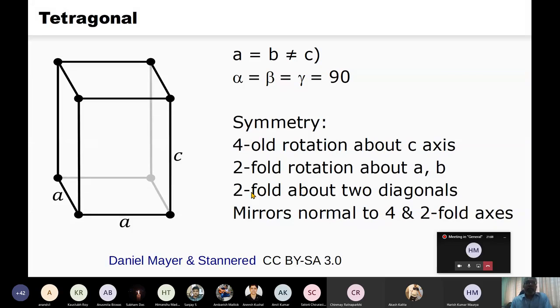And finally, you also get some bonus symmetries. These are twofold axes about the two diagonals. That is this diagonal going from here to there, and that diagonal going from there to there. And you also get mirrors normal to the fourfold and all the twofold axes. So you get all these symmetries. And we can actually count the number of symmetry elements, but all that you will encounter as you go to higher levels in your respective fields, whether it is physics or chemistry or math or materials. I mean, crystallography you may encounter in biology and earth sciences as well.